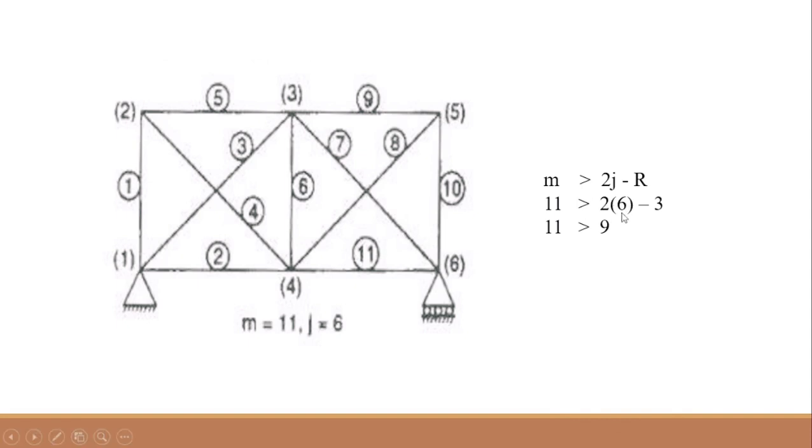So when I substitute the values, m is greater than 2j minus r, so 11 is greater than 9. Okay, when the members are more than that required for a perfect truss, then it is called a redundant truss. So these are the classification of trusses which are based on the equation, that is m is equal to 2j minus r.